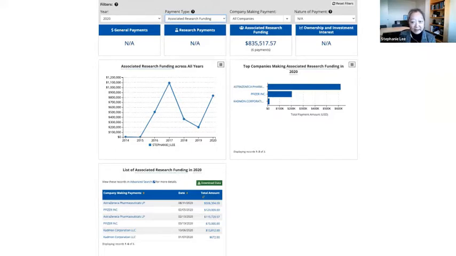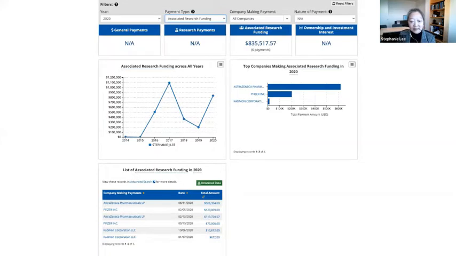And you can see that a lot of that came from AstraZeneca, from Pfizer, and a little bit from Cadman. It also gives you the funding stream over the past years, so you can kind of see from 2014 on. And then actually down below is all of the actual dollar amounts. So it looks like I got a huge amount of research funding.